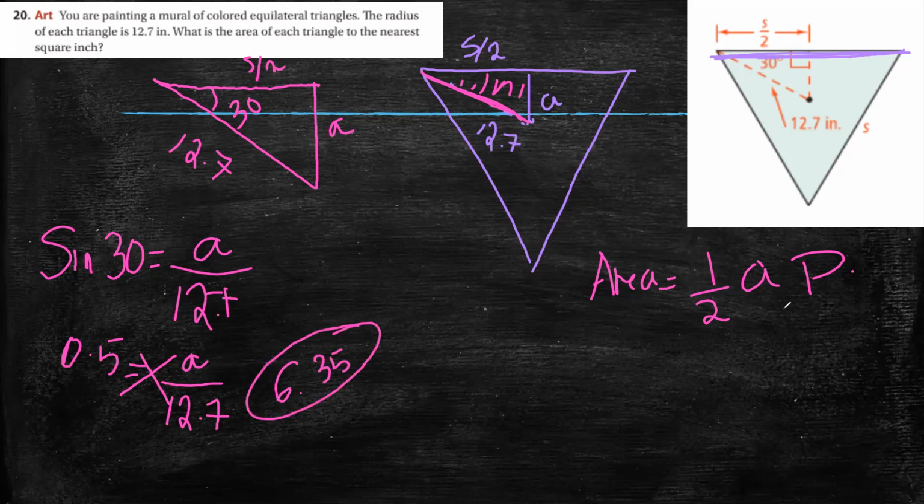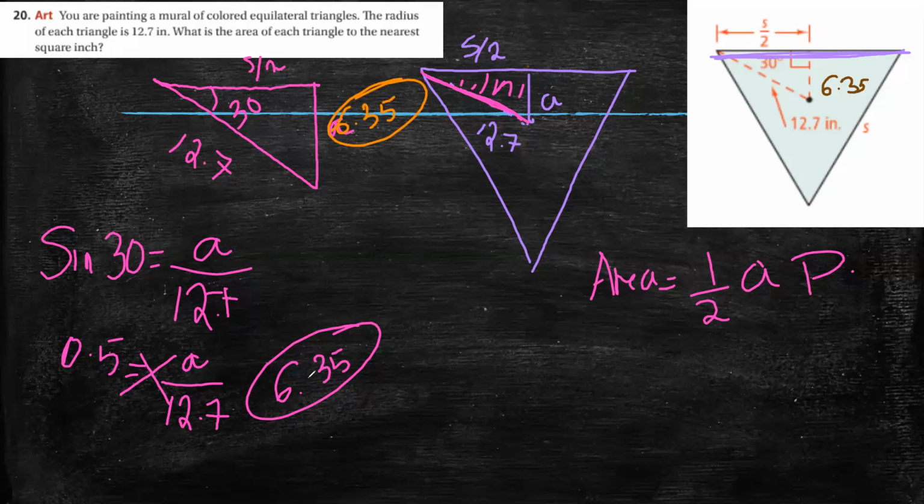So the apothem here will be 6.35. This will be the apothem. So by now we found the apothem A, which is 6.35. Then I need to find S over 2. How can I find S over 2? By using the cosine.